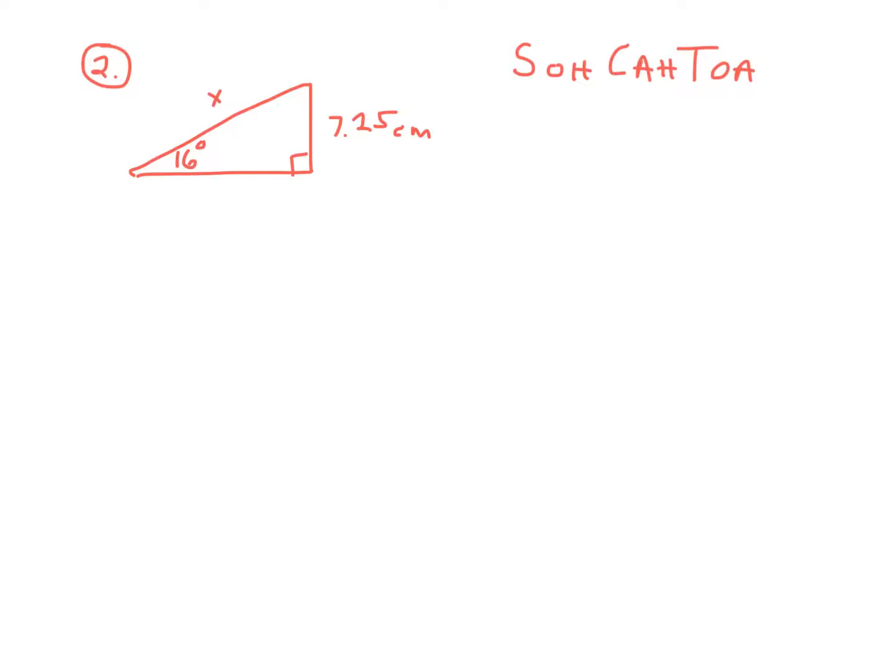Let's set the problem up, determining whether it's sine, cosine, or tangent. If you look at the 16-degree angle, x is the hypotenuse, so that means it's either sine or cosine, and then the 7.25 is opposite the 16-degree angle, so we have the opposite leg and the hypotenuse. We'll be using sine. All right, so what I expect to see on your paper is something like this. Sine of 16 degrees equals the ratio of 7.25 centimeters over x.